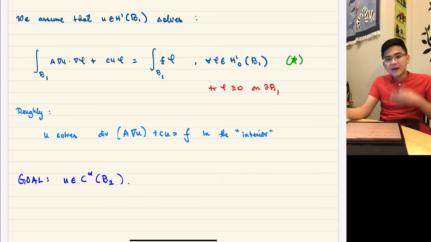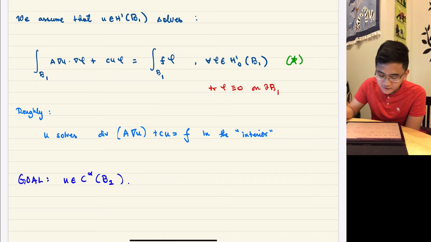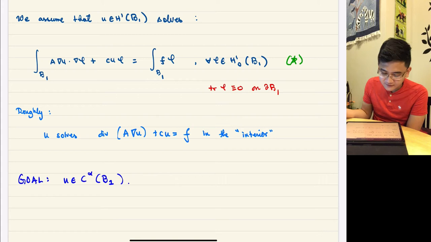There's a different definition, which I think we mentioned in the preliminary video. But in the case where the boundary is nice and all, then this is an equivalent characterization of functions in H10. Okay, so it kind of looks abstract, but what this means is that, roughly speaking, U solves the following PDE in the interior. Okay, so let's make sense out of this.